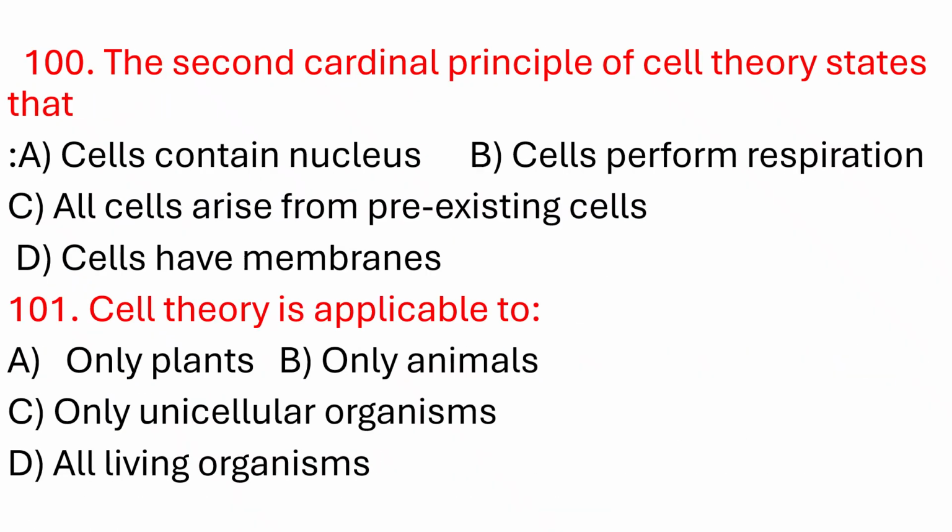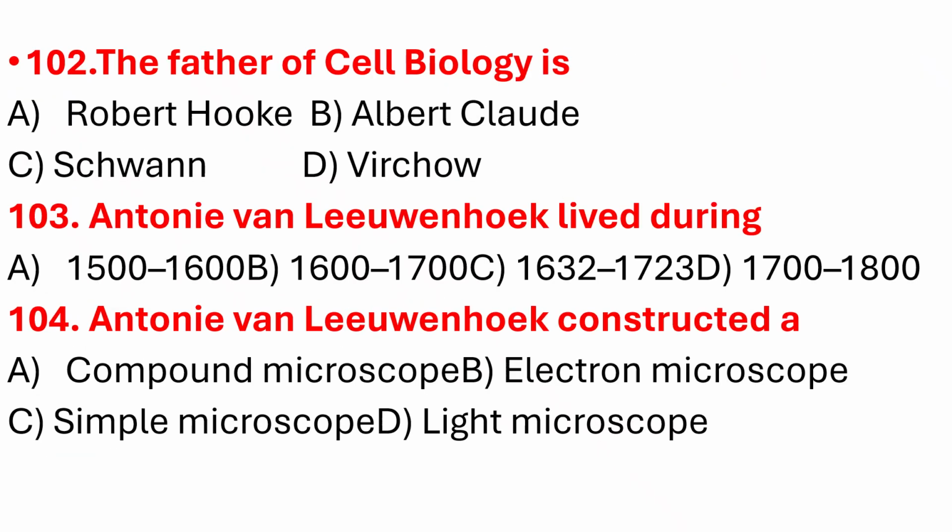The second cardinal principle of cell theory states that all cells arise from pre-existing cells. Cell theory is applicable to only plants, only animals, only unicellular organisms, or all living organisms. All living organisms. The father of cell biology: Robert Hooke, Albert Claude, Schwann, Virchow.